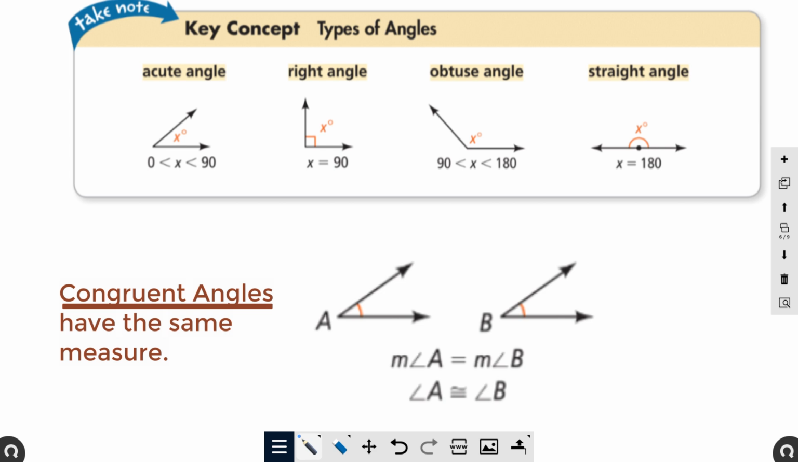So those are your 4 types of angles. Y'all talked about those, what, in elementary school maybe? I'm trying to think. My daughter's in 5th grade. I guess they've talked about angles.